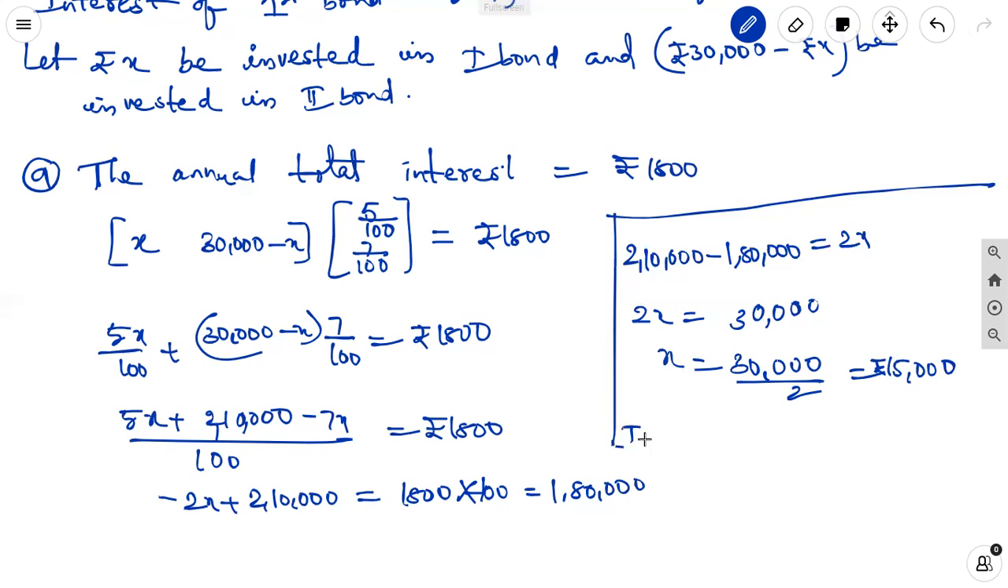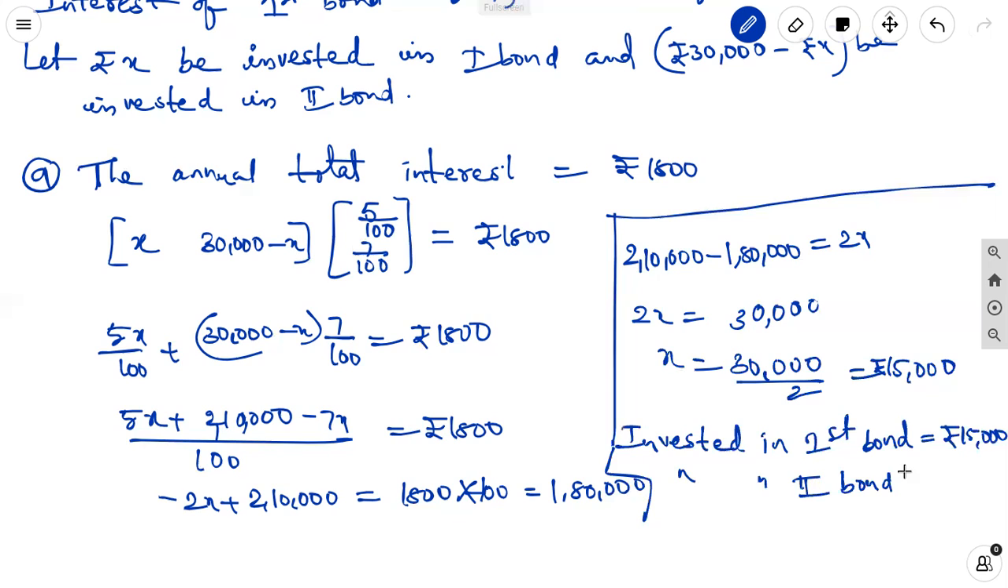So invested in first bond equal to 15,000 rupees. Invested in second bond equal to 30,000 minus 15,000 is equal to 15,000 rupees. Okay, it is the first case.